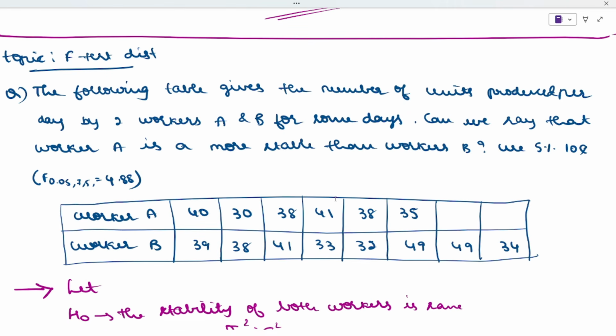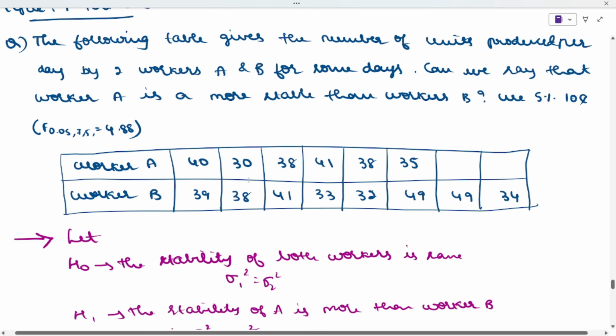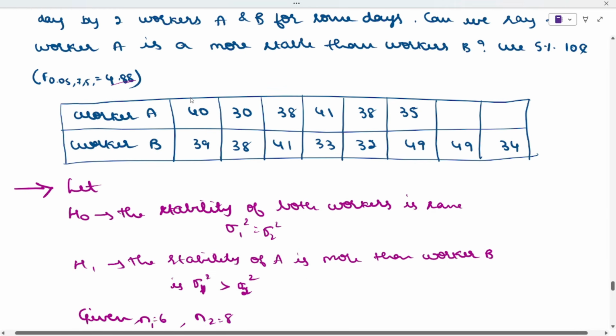The following table gives the number of units produced per day by two workers A and B for some days. Okay, can we say that the worker A is more stable than worker B? You have to use 5% LOS. Okay, now they have given worker A and worker B, and you have to take the value as 4.88. This they'll only give, no need to worry for all, which we did previously also. You can see in the question they have given. You need to practice or else you will not get it.